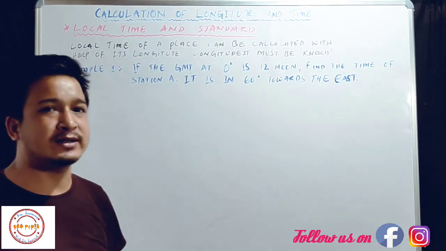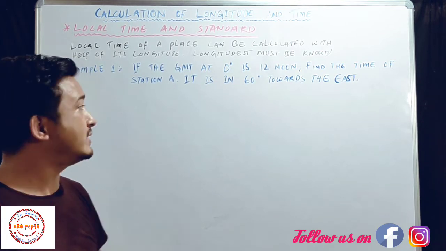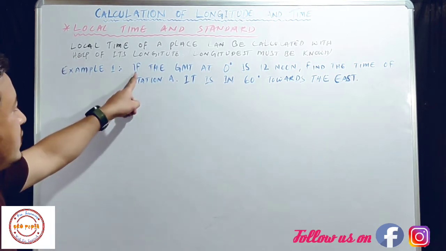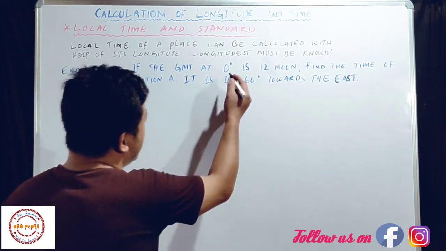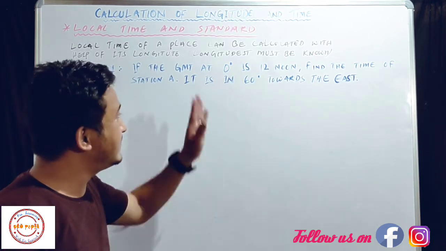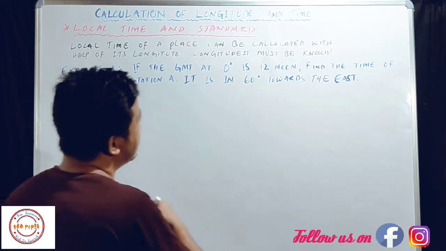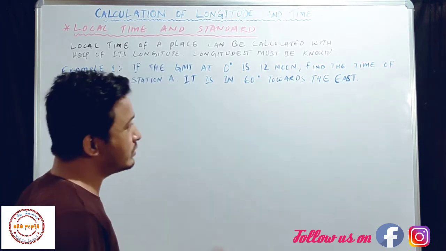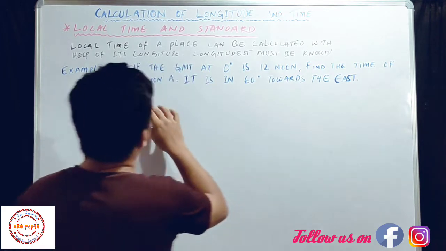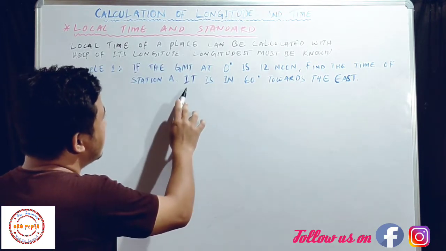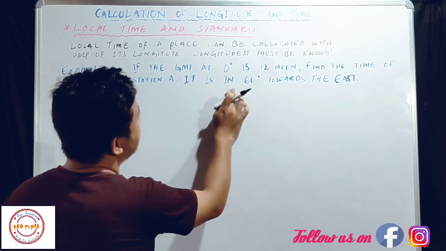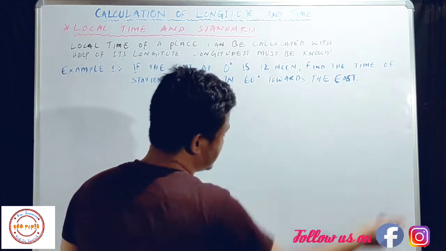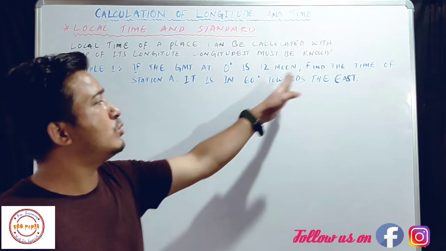This is a very important concept, so here you have to give a little more attention. If the GMT, which means Greenwich Mean Time, at 0 degree, in the prime meridian, is 12 noon, find the time of station A. Station A is at 60 degree towards the east.